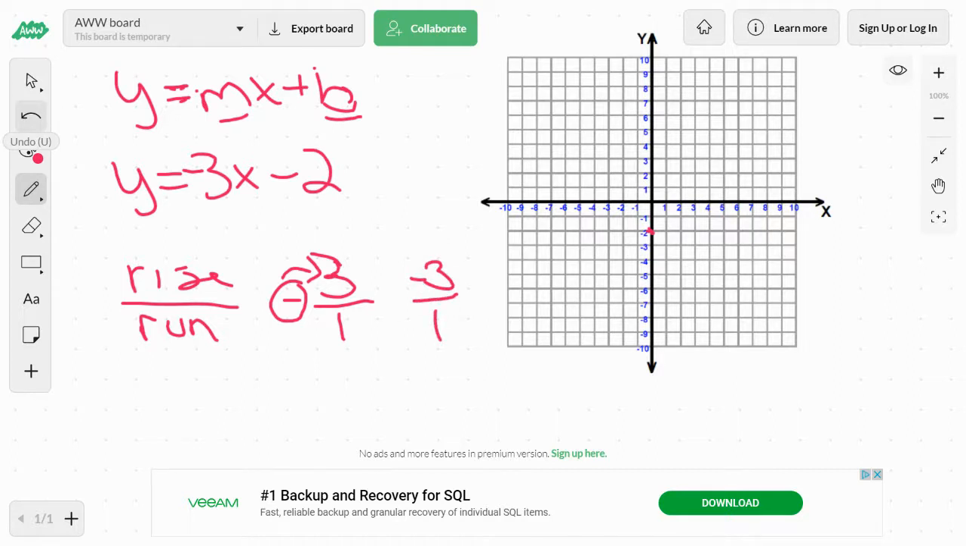So it's a rise of negative 3 means go down 3. 1, 2, 3. Then a run of positive 1 means right 1. So down 3, right 1. Down 3 again, right 1. And then I'd run out of room if I tried to do it again. So I could reverse the slope rather than going down 3, right 1. I could go up 3 and left 1 if I want more points.